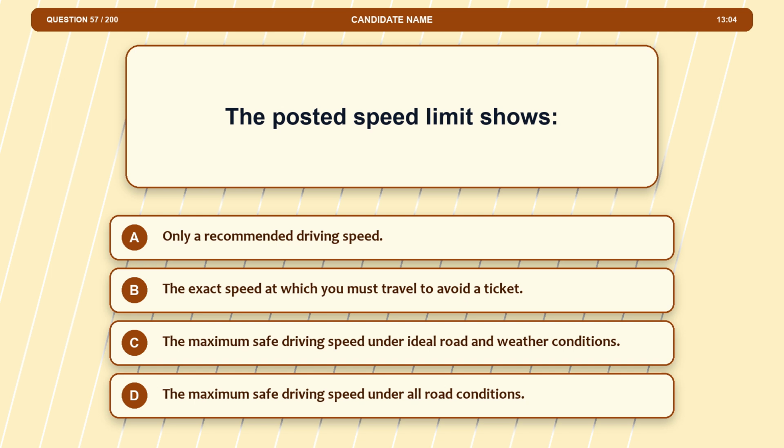Question 57. The posted speed limit shows: Option A, only a recommended driving speed. Option B, the exact speed at which you must travel to avoid a ticket. Option C, the maximum safe driving speed under ideal road and weather conditions. Option D, the maximum safe driving speed under all road conditions.